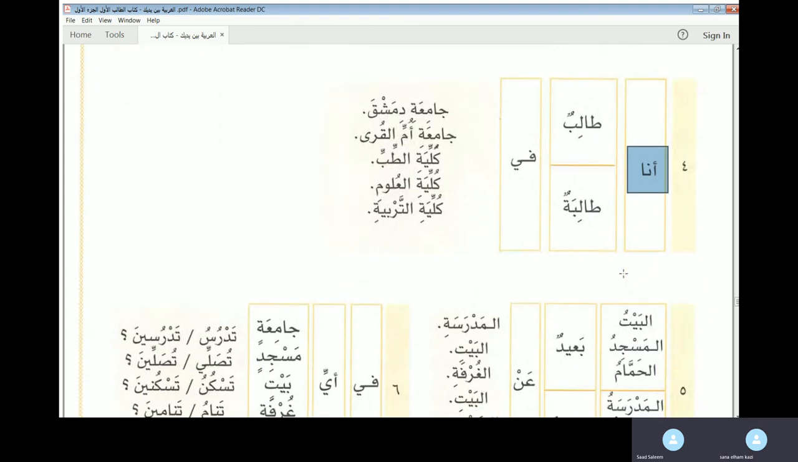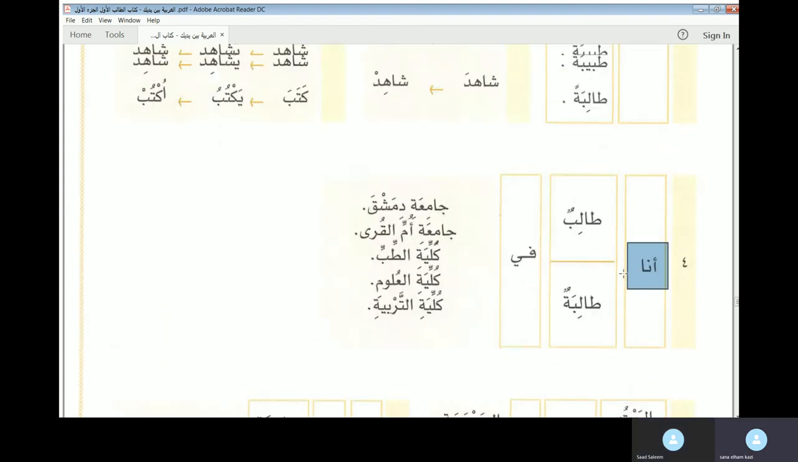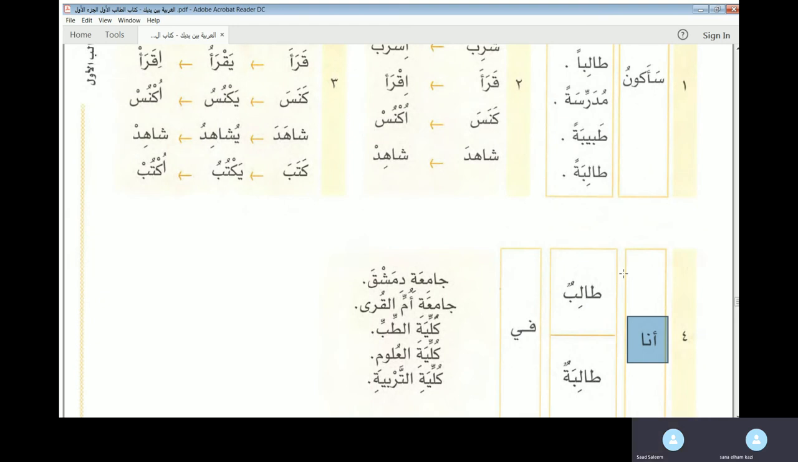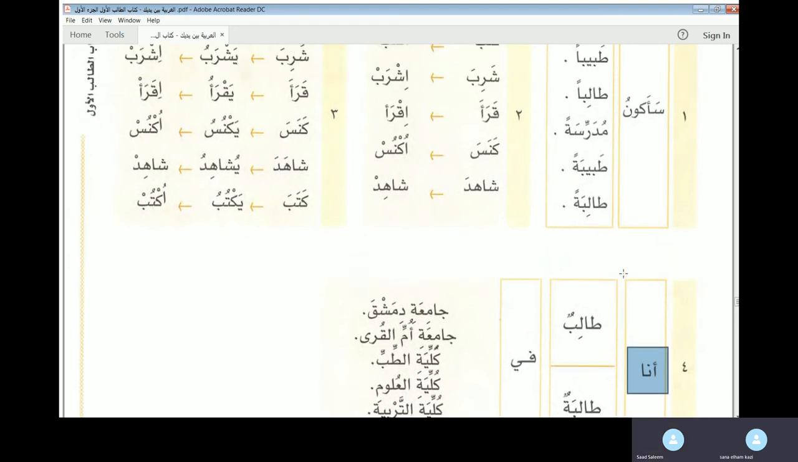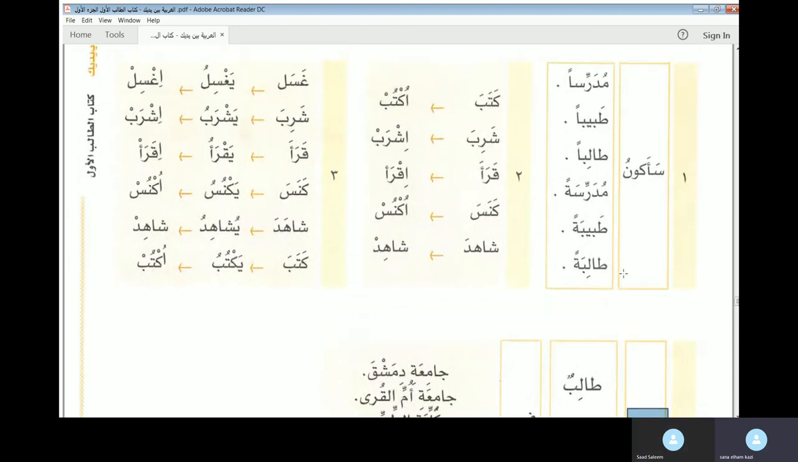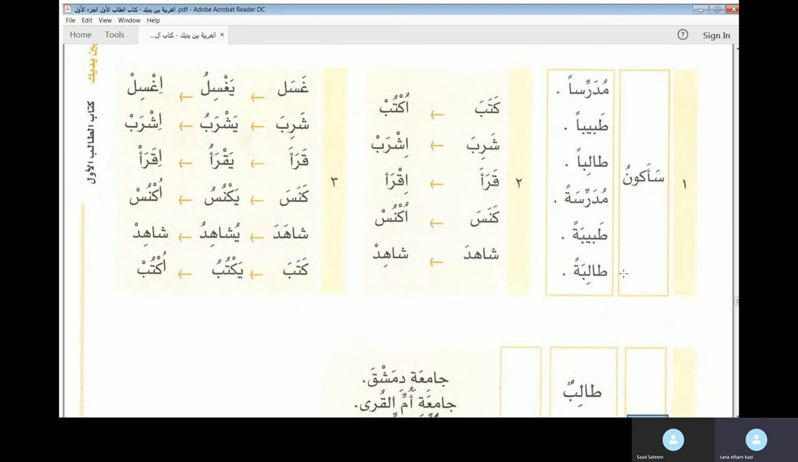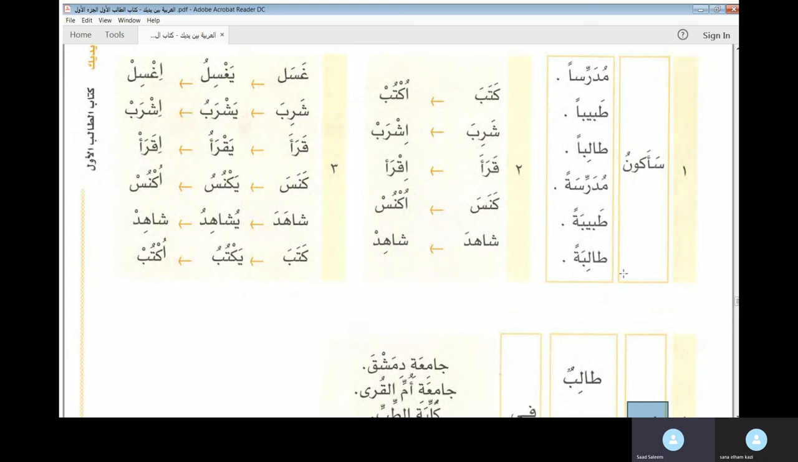And I think sometimes you just have to know. For example, if you look at all the past tenses, kataba, qara'a, kanasa, shahada, all of them are fatha, whereas shariba is the one with a kasra in the middle, a little different. I guess we just have to remember it.